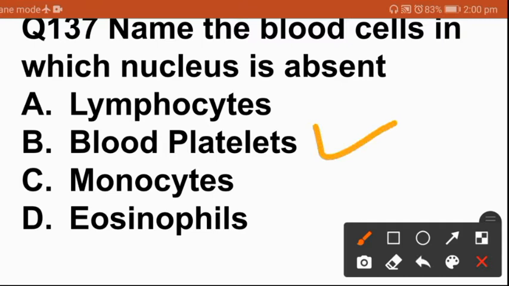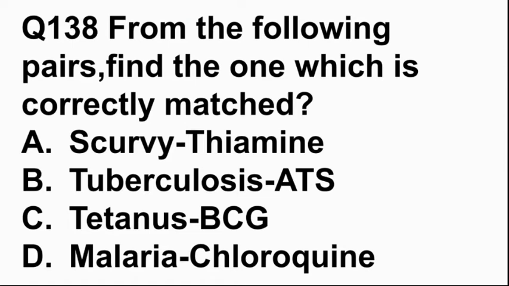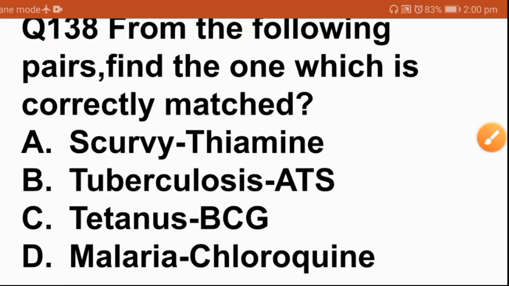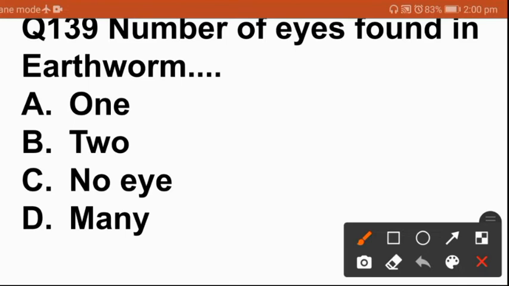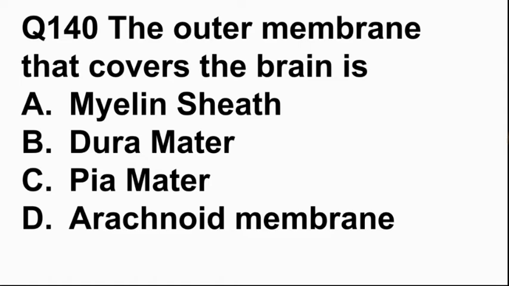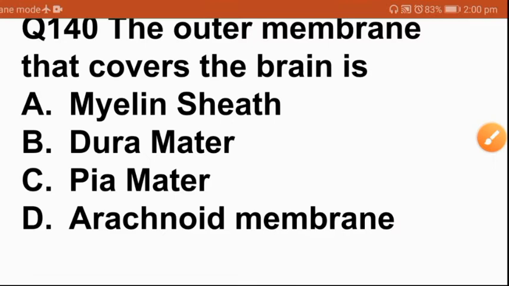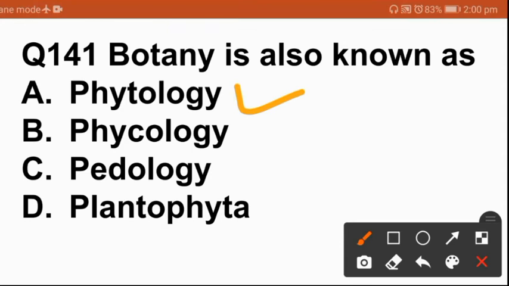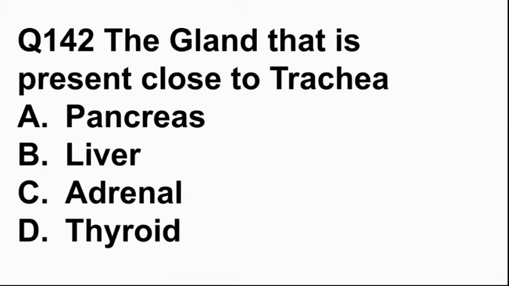From the following pairs, find the one which is correctly matched. D. Malaria chloroquine. Number of eyes found in earthworm. C. No eye. The outer membrane that covers the brain is B. Dura mater. Botany is also known as A. Phytology. The gland that is present close to trachea. D. Thyroid.